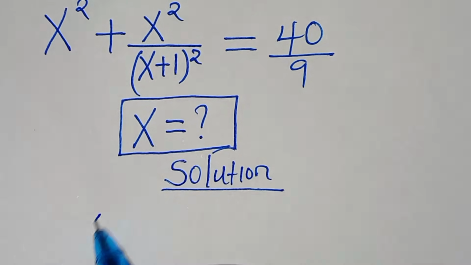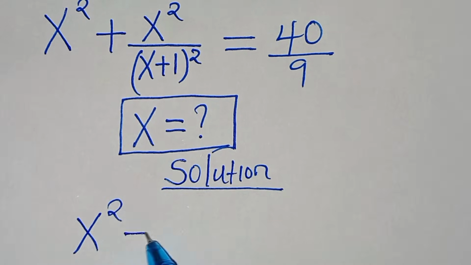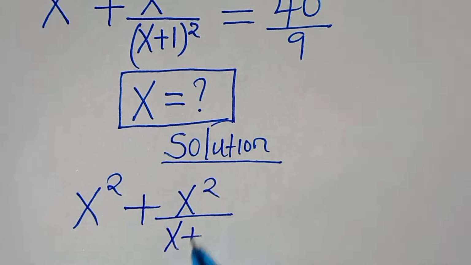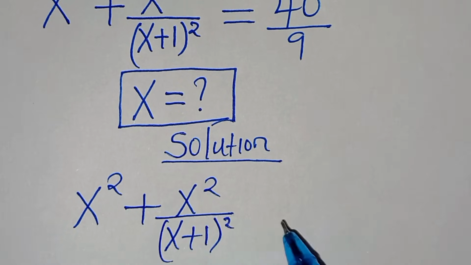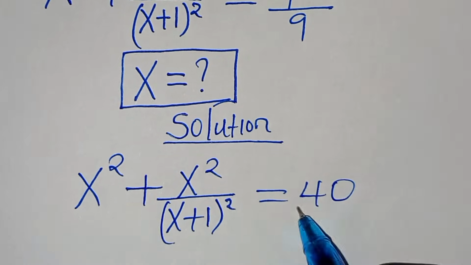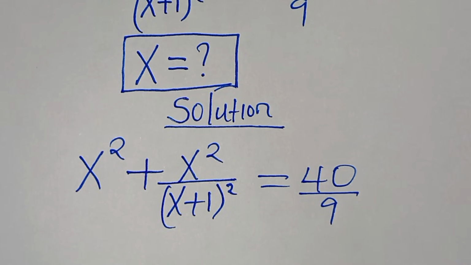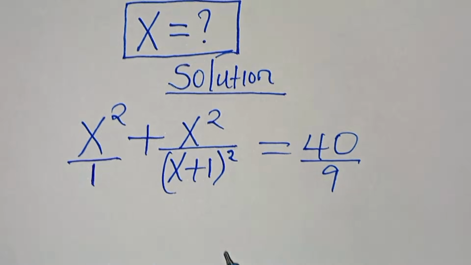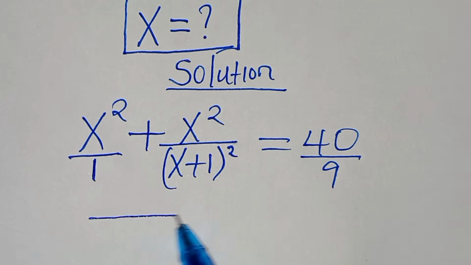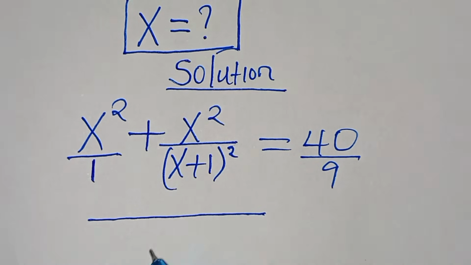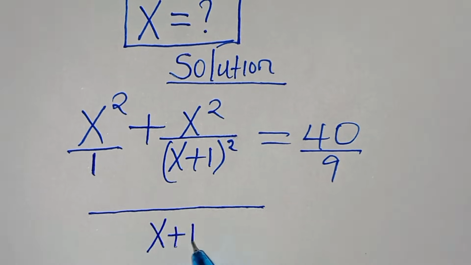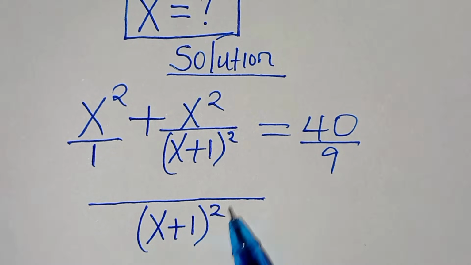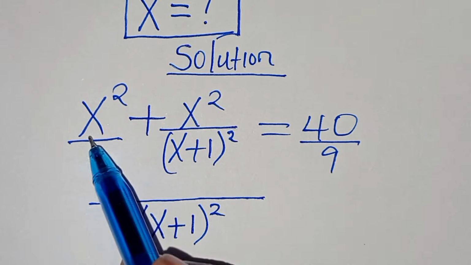So we have x squared plus x squared divided by (x plus 1) raised to the power of 2. This is equal to 40 over 9. So we have that x squared is a whole number, so this is over 1. So on the left hand side here, we have that the LCM here is (x plus 1) raised to the power of 2. So (x plus 1) to the power of 2 divided by 1 times x squared.